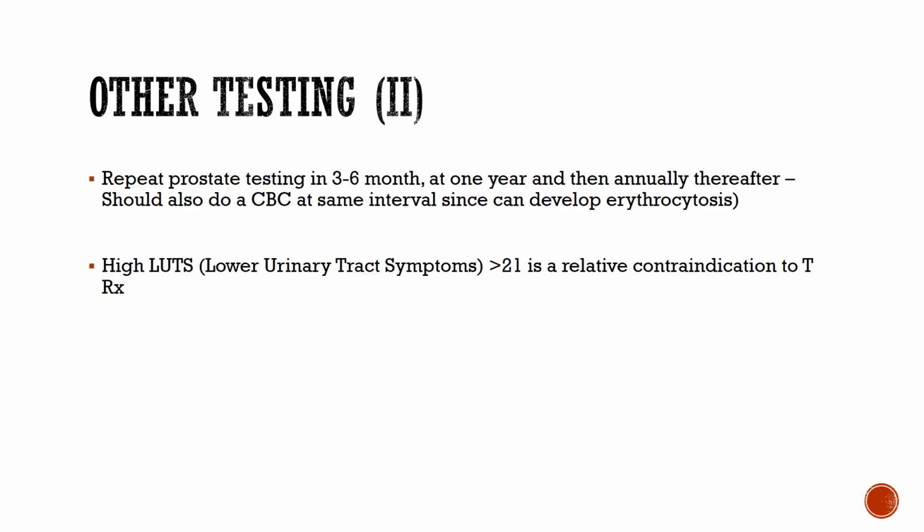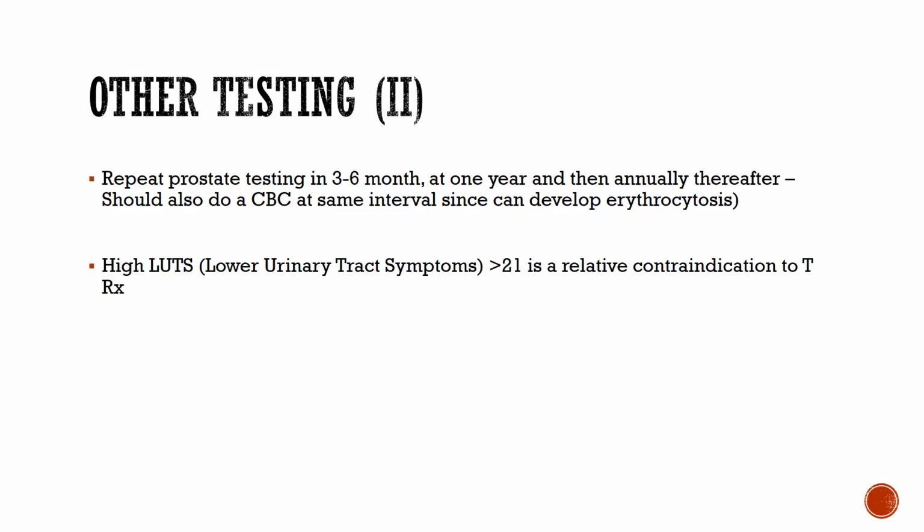So make sure you repeat that PSA in 3 to 6 months, at a year, and then every year after that. You also should do a blood count because they can actually develop a polycythemia kind of thing where their red blood count goes up. And obviously if their red blood count goes up, that's going to increase their risk of a clot by some.